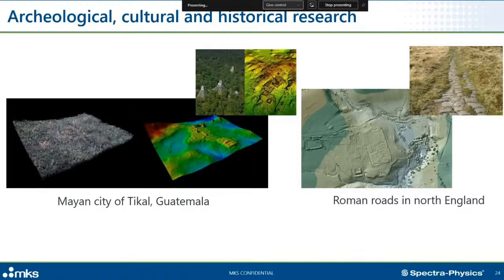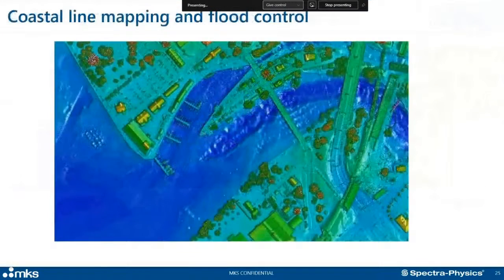Another thing that was recently found in North England were ancient Roman roads, which were again undetected and completely changed the way that historians viewed that period of time and the population in these areas. This is an example of coastal line while doing flood control of cities. I think this is New Orleans.